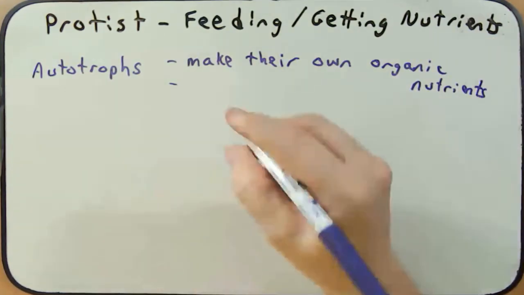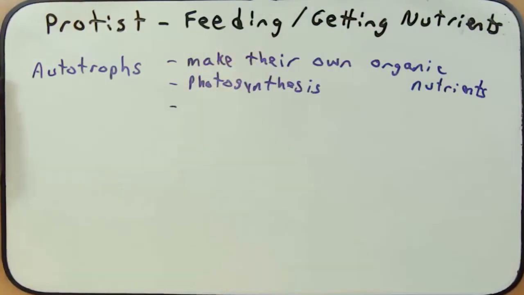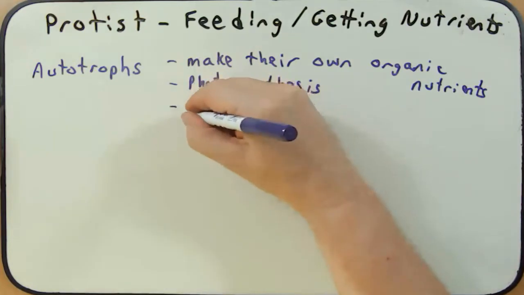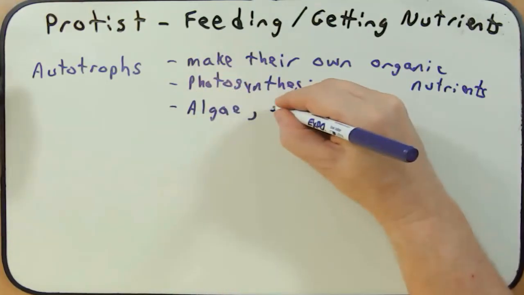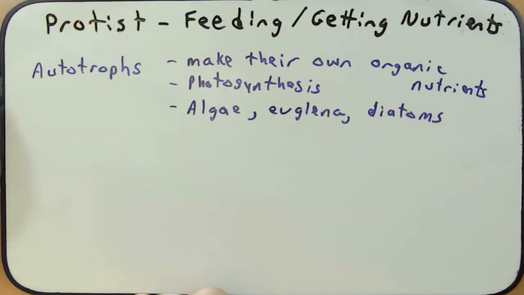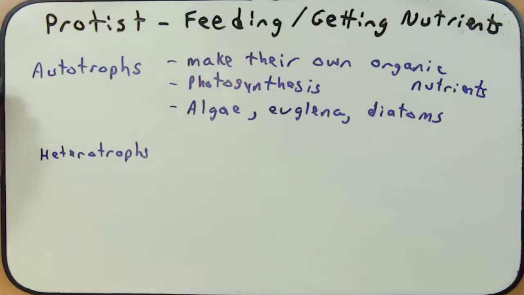They are capable of undergoing photosynthesis. Now, there are many types of protists that can undergo photosynthesis. Some of these include some algae, euglena, and diatoms. Now, in addition, many protists are actually heterotrophs. And heterotrophs obtain their organic nutrients from other organisms.